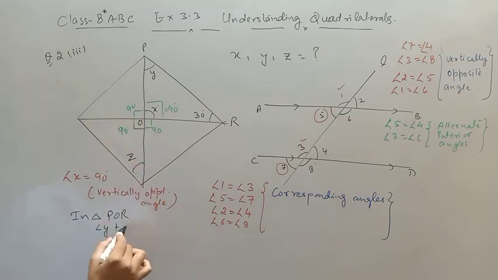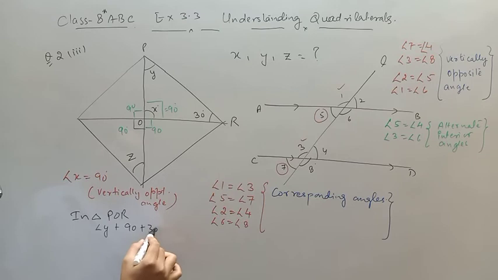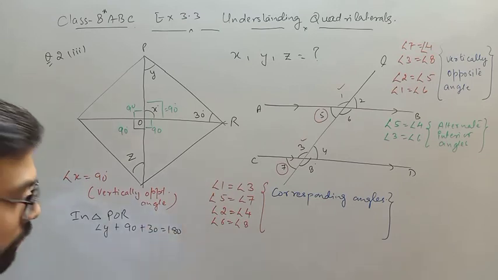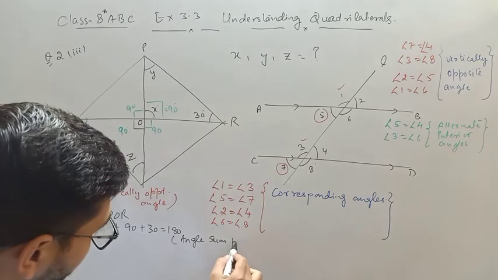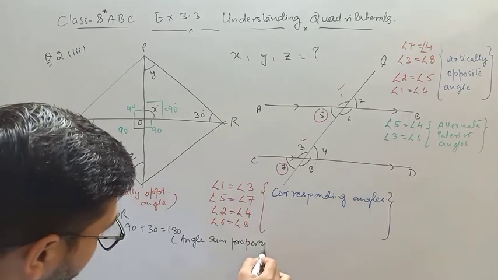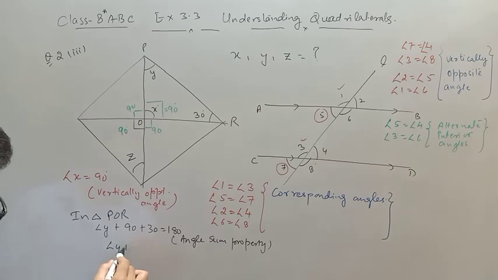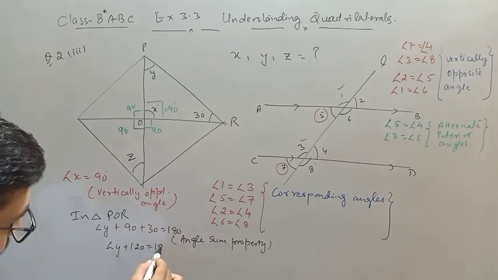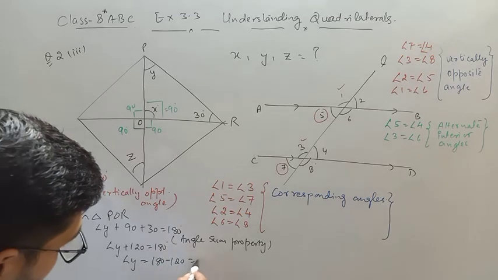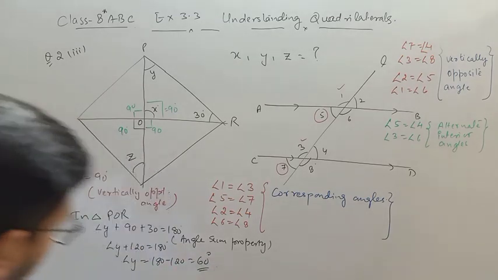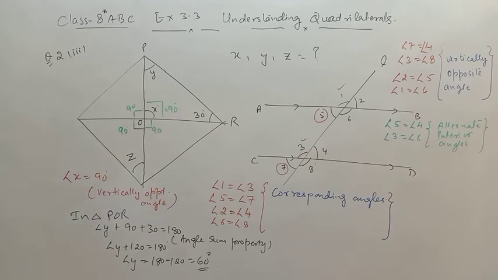angle Y plus 90 plus 30 is equal to 180. Angle sum property, okay? You will write angle sum property. So angle Y plus 120 equals 180 degrees. So angle Y is equal to 180 minus 120, which is equal to 60 degrees. So angle X is equal to 90 degrees. Angle Y is equal to 60 degrees.